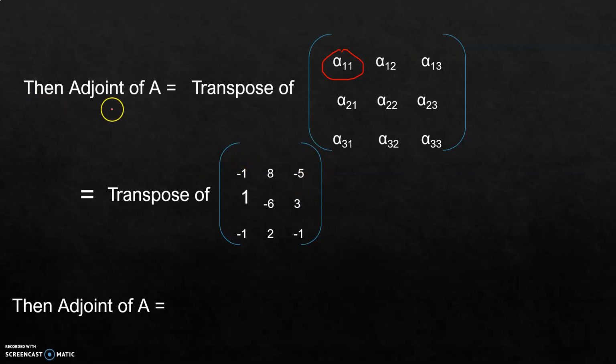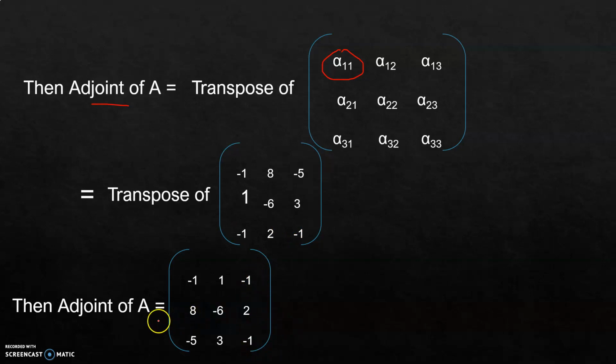So the adjoint of A is equal to the transpose of this one. We get the transpose of the given matrix by interchanging its rows with its columns. So the first row, minus 1, 8, minus 5, is taken here as the first column. Then the second row, 1, minus 6, 3, is taken as the second column. Then the last row, minus 1, 2, minus 1, is taken as the last column.